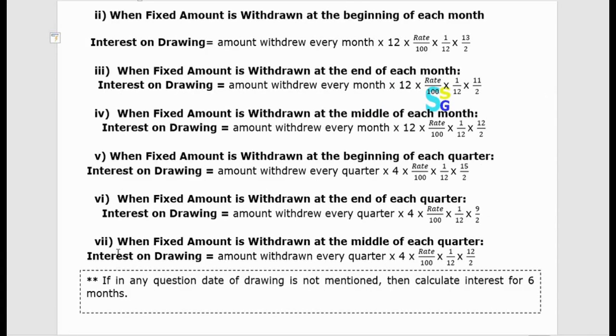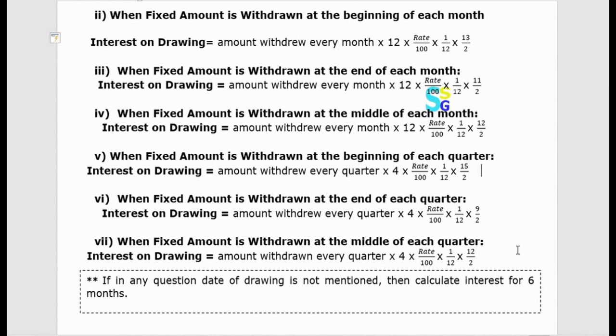The last one is when the fixed amount is withdrawn at the middle of each quarter. If it is withdrawn at the middle of each quarter, then the formula of interest on drawing will be amount withdrawn every quarter into 4 into rate by 100 into 1 by 12 into 12 by 2. And why 12 by 2? You just try to find it out from that calendar.